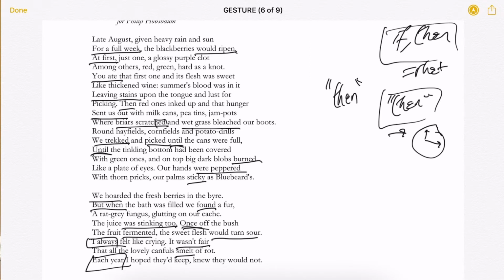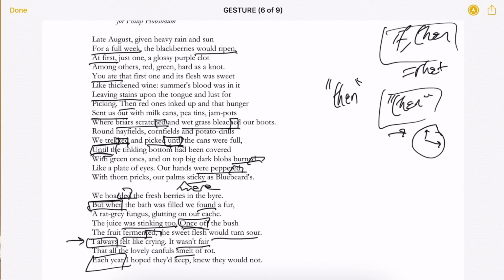Briars scratched. Look at all these past tenses. Bleached, trekked, until, creating a little bit of tension. We did this until that happened. Until, creating more tension. Past tense. Our palms sticky. So there's an implied verb here. Our palms were sticky. Past tense. But when, creating some narrative tension. Found, past tense. Was stinking, once off, tension, past tense. Would turn.